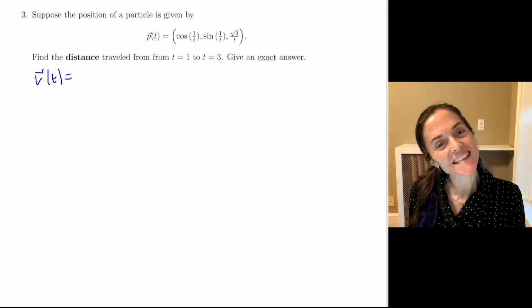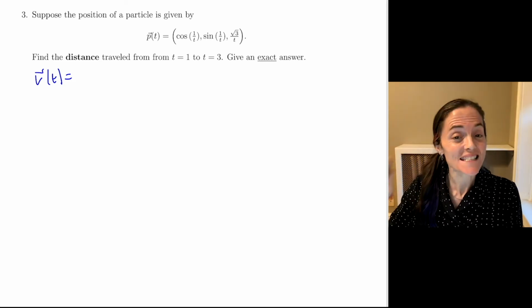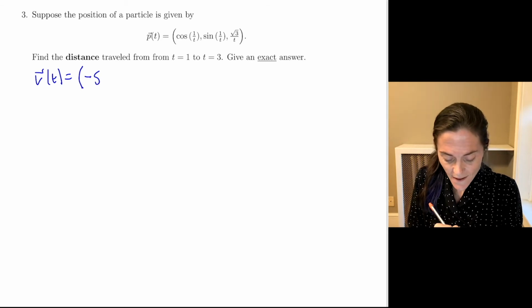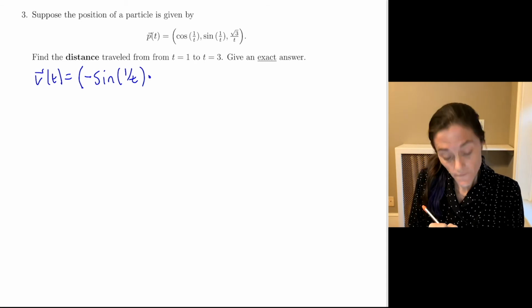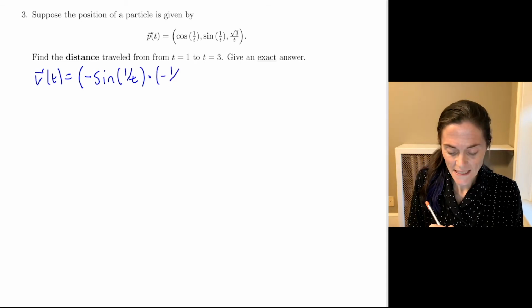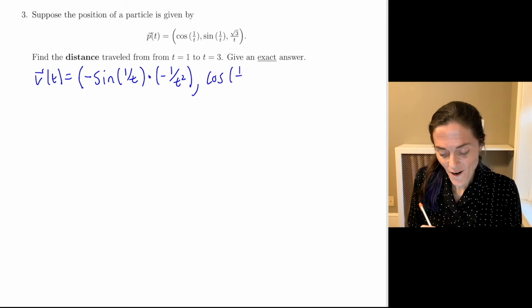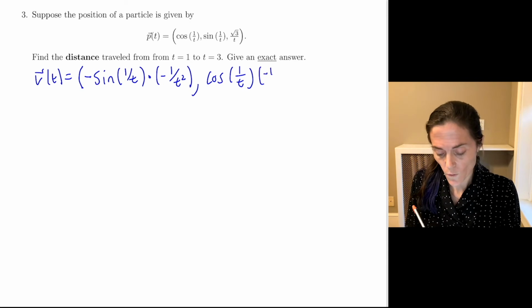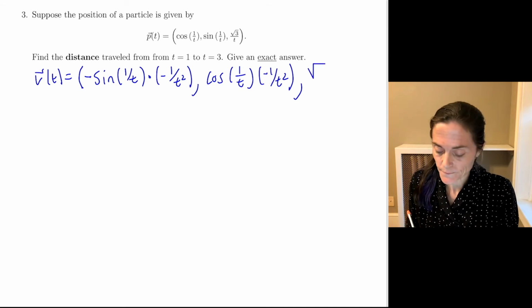We have to be a little bit careful this time because to calculate the velocity, to differentiate cosine of 1 over t or sine of 1 over t, we need the chain rule. So let's do this here. This will be minus sine of 1 over t, multiplied by the derivative of the inside function, which is negative 1 divided by t squared. Then we have cosine of 1 over t multiplied by the derivative of the inside function, which is, once again, negative 1 over t squared. And then finally, we have the constant, which is square root of 3.